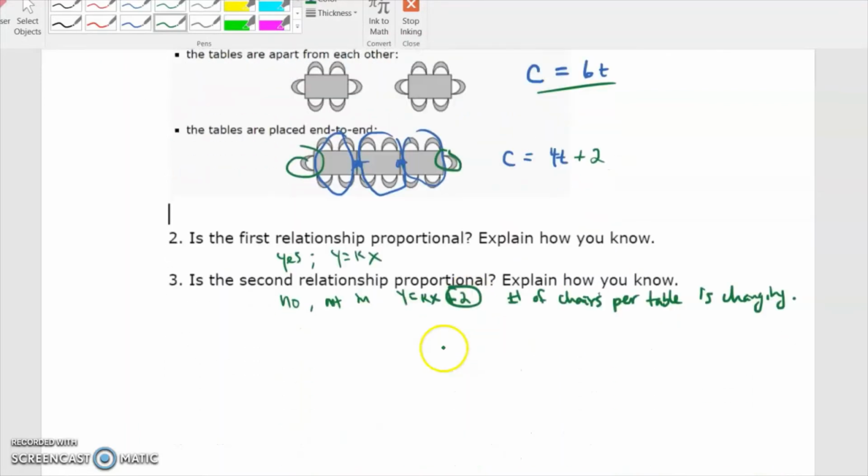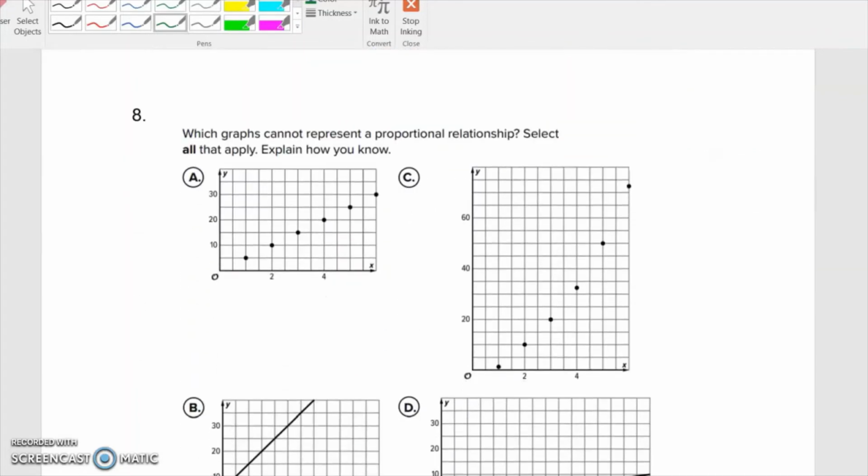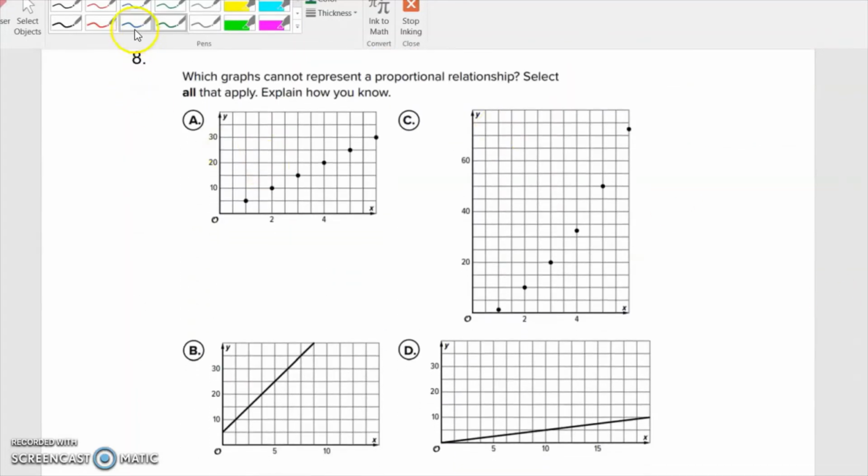Okay. Moving on to number 8. We have a graphing one here that says, which graphs cannot represent a proportional relationship, and explain. Okay, so again, to have a proportional relationship, you need a couple things. You need, 1, your graph needs to go through the origin, or (0, 0), and 2, you need to have a straight line.